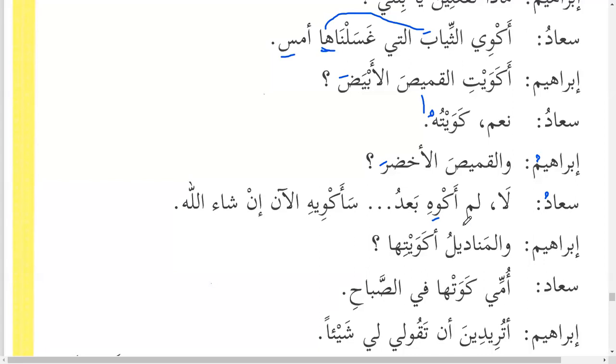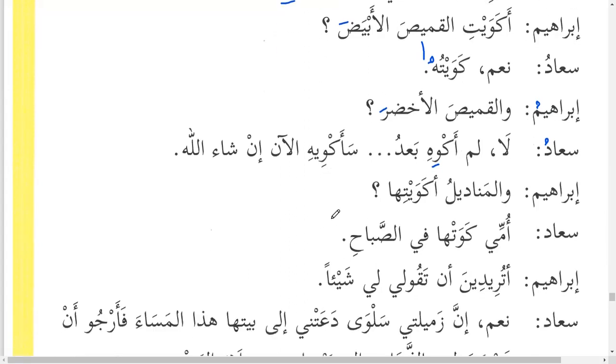So you can say, I haven't ironed it yet, or I didn't iron it. Both of them will be the same. Lam akwihi ba'du. Now you know it was akwi, but the ya has been dropped because of lam. So it was akwi, ya was there, but because of lam, that has been dropped. Ba'du, yet. So I haven't ironed it yet.